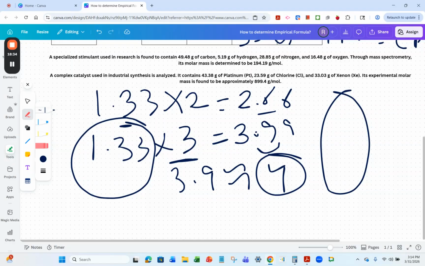I hope it will help you to determine the empirical formula and eventually the molecular formula. I will upload one more video as a summary for empirical and molecular formula with more examples as a PowerPoint slide. Thank you so much, guys.